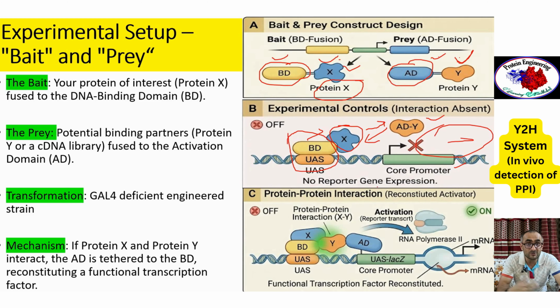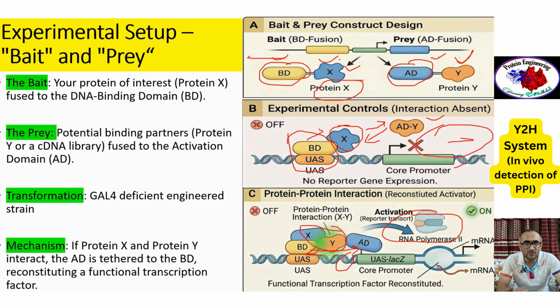But in case there is interaction between X and Y, the X and Y would be brought together here. If X and Y interact, X and Y would be in close proximity. As a result, the BD domain and AD will also be near to each other on the promoter region. And when this happens, the AD domain will recruit RNA polymerase. So the RNA polymerase can bind to the promoter region of the gene, and transcription of the gene can occur.